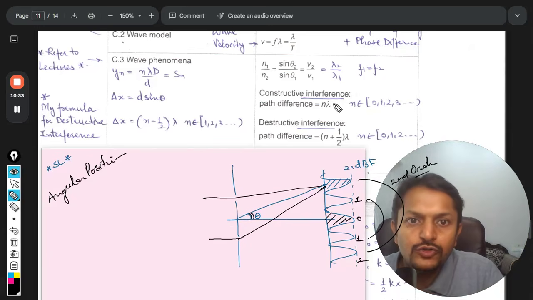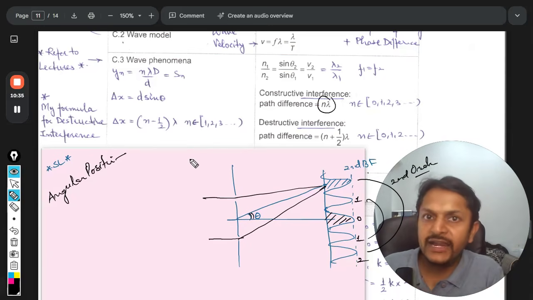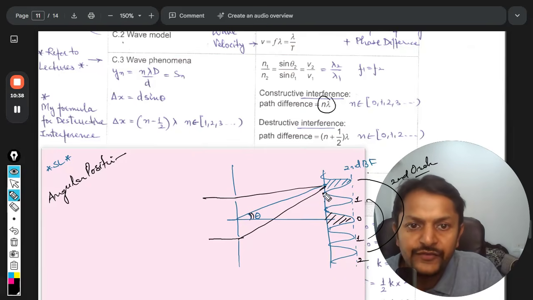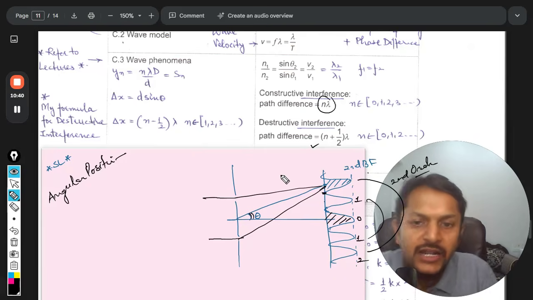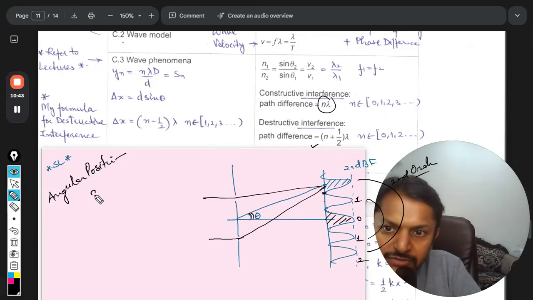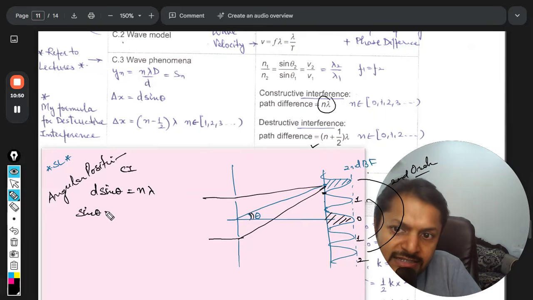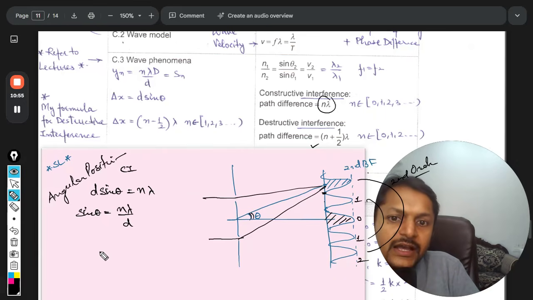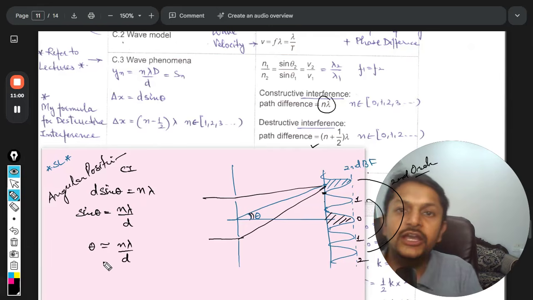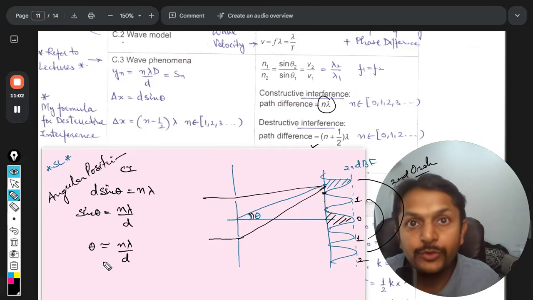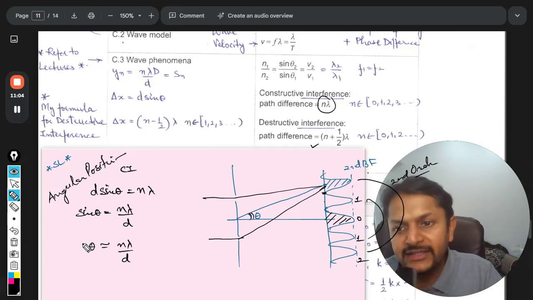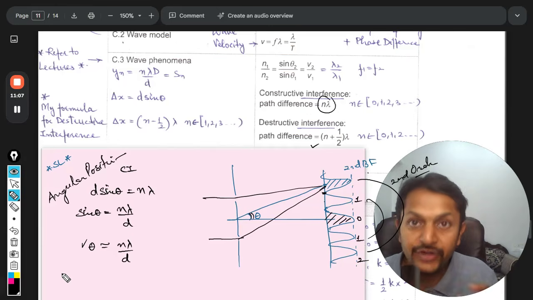If it is a bright fringe, you could be using the path difference formula n lambda. If you're talking about the dark fringe, you will be using the other formula. Now, I am just elaborating on the same thing: d sine theta is equal to n lambda, as I'm talking about constructive interference. From here, sine theta is equal to n lambda by d, and it can be approximated as theta is equal to n lambda by d. If the question asks for the angular position, this is what you have to do, and the angle will come in radians.